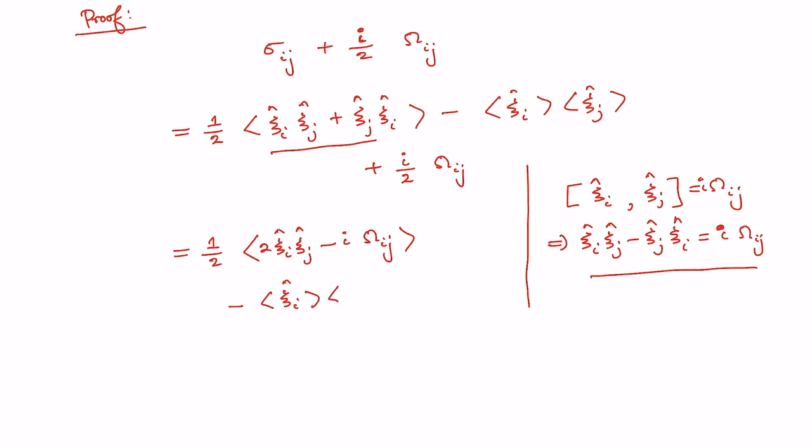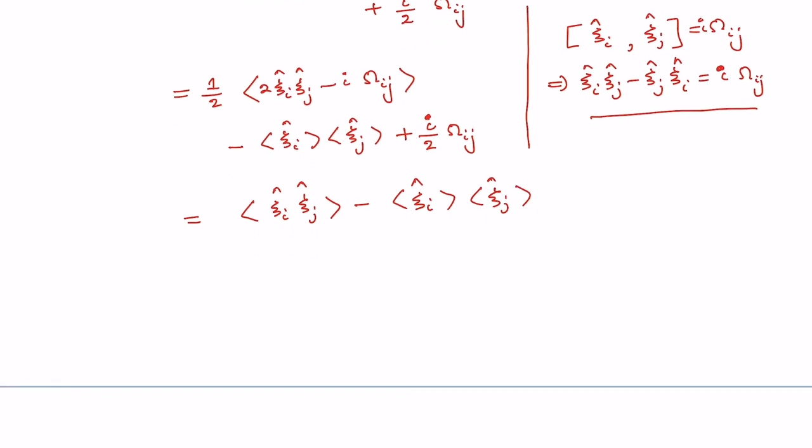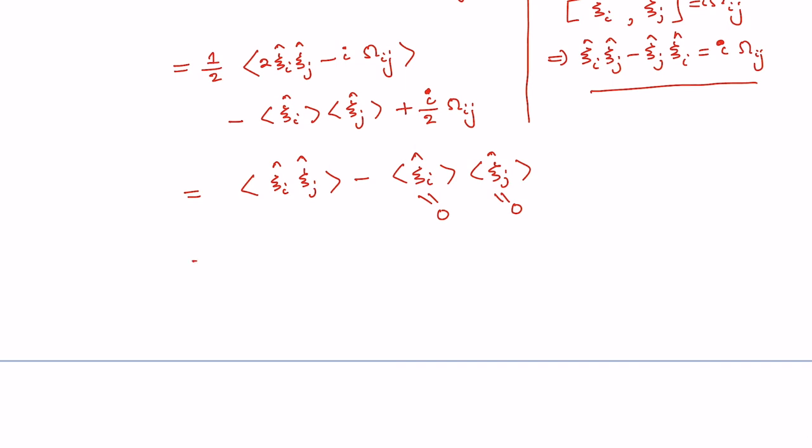Minus the expectation value of ξ_i, the expectation value of ξ_j, and then I have plus iΩ/2 for ij, and this will give me simply ξ_i ξ_j minus ξ_i ξ_j. Now, as I said, I can set this mean to be equal to 0 for convenience, without loss of any generality. So therefore, I have simply the expectation value of the product ξ_i ξ_j.